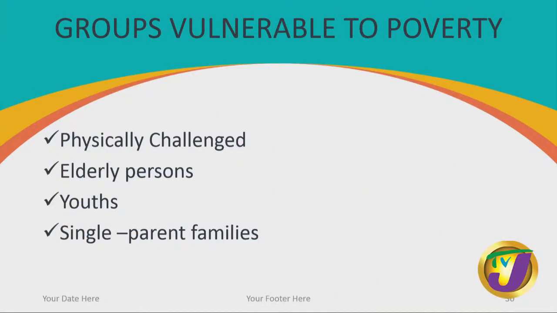Now, what are some of the groups that are vulnerable to poverty? The first one we have there is the physically challenged. Persons who have some form of disability. Sometimes they are not able to find suitable employment. Persons tend to discriminate, and sometimes they don't give them a fair chance. It doesn't mean that because you're visually impaired or hearing impaired that you are not able to be a productive citizen. That's not true. And sometimes they just need to give the individuals a chance, but it can happen.